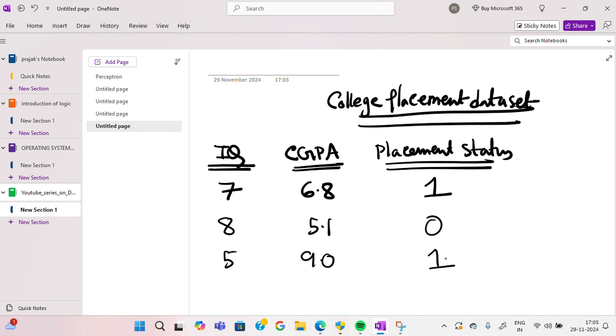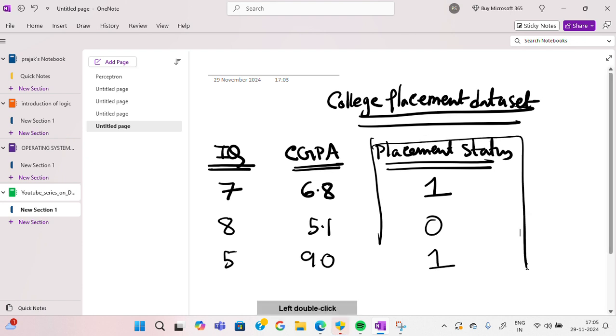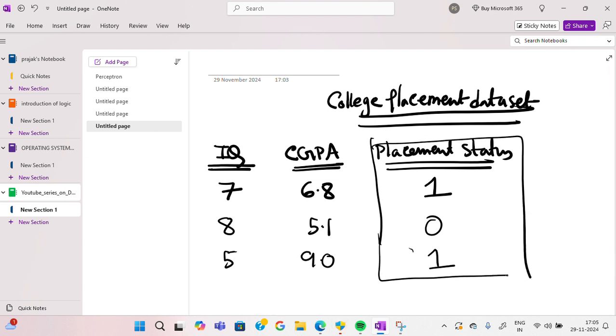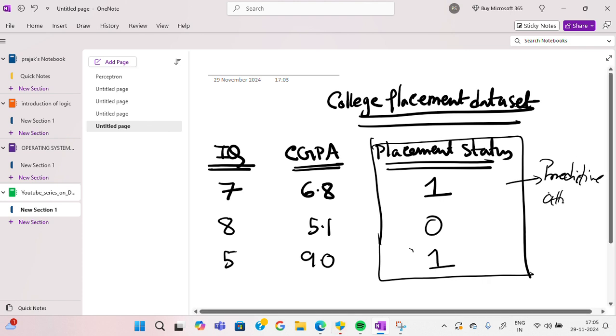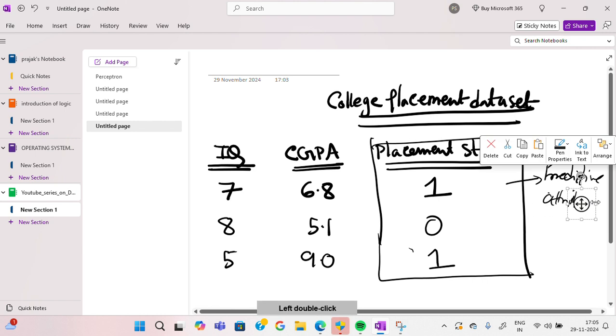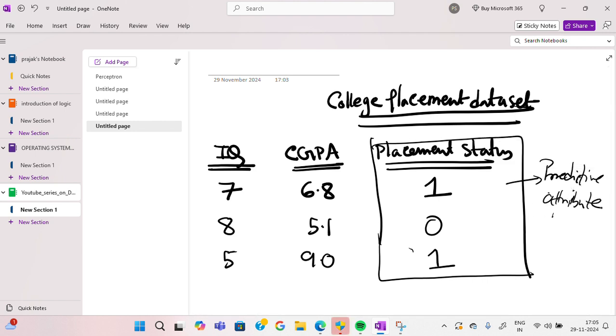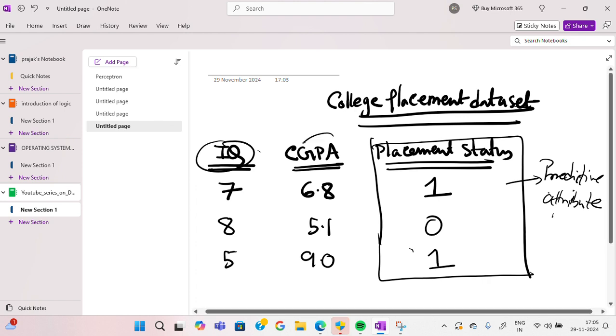So right now I have to determine the placement status through my perceptron. If this is my predictive attribute, then IQ and CGPA will be our input parameters.